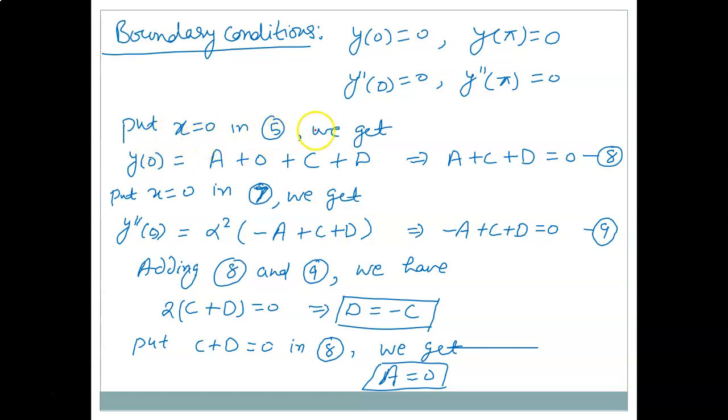Put x equal to 0 in equation 5, we get this situation. y at 0 is this. So a plus c plus d equal to 0. This is 8. Similarly, when we put x equal to 0 in equation number 7, we get y double dash at 0 equal to this quantity. But y double dash is 0, so we are putting 0. Alpha cannot be 0, so the only thing is this 0. So from 8 and 9, if we add these, we get twice of c plus d equal to 0, so d is minus c. But you also have c plus d equal to 0, and substituting over here, you get a equal to 0. So here we have obtained d equal to minus c and a equal to 0.